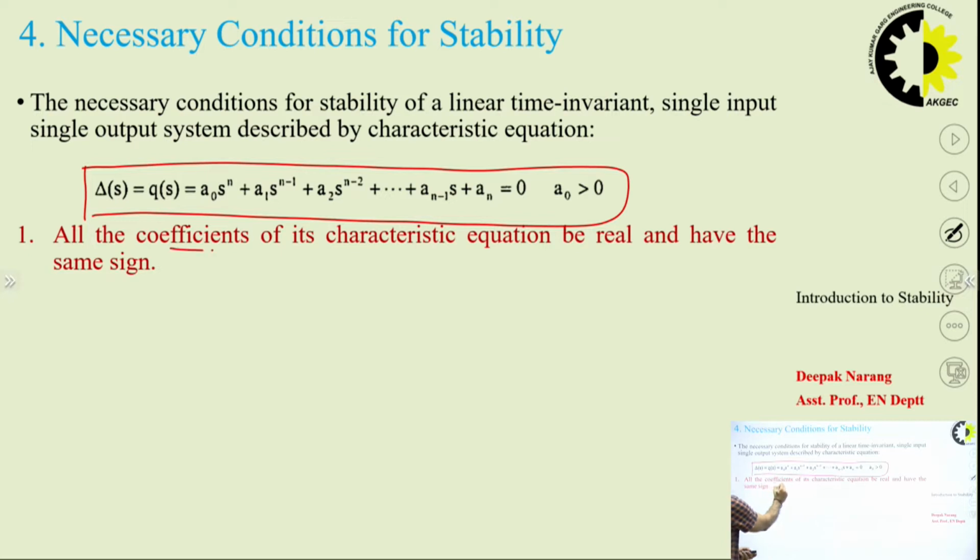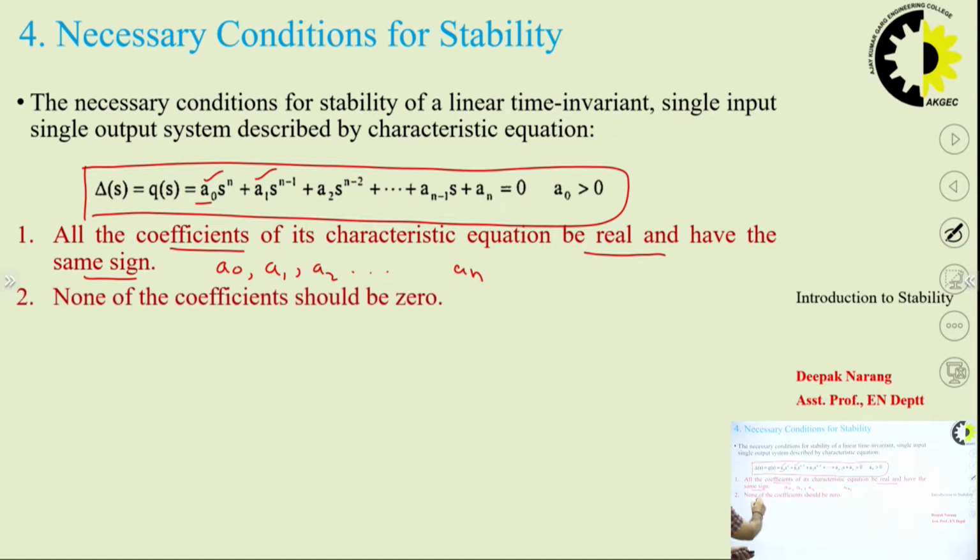All the coefficients, that is a0, a1, a2 and so on up to an, should be real and have the same sign, as we can see in this characteristic equation. Second, none of the coefficients should be 0. So all the coefficients should have a specific real value, and no coefficient should be 0. If this is happening, then the system is said to be unstable.